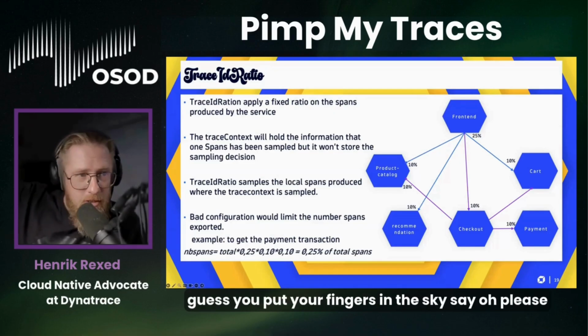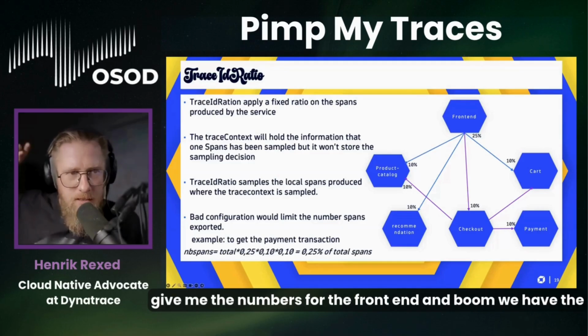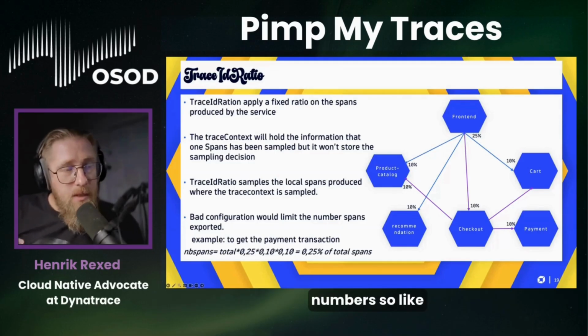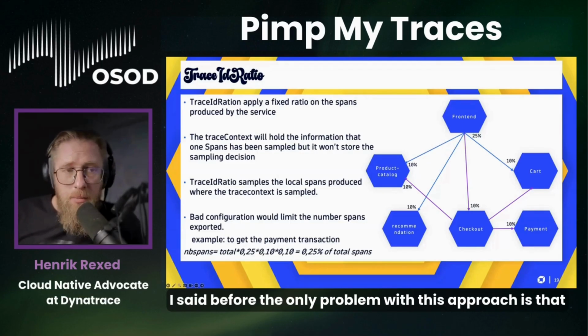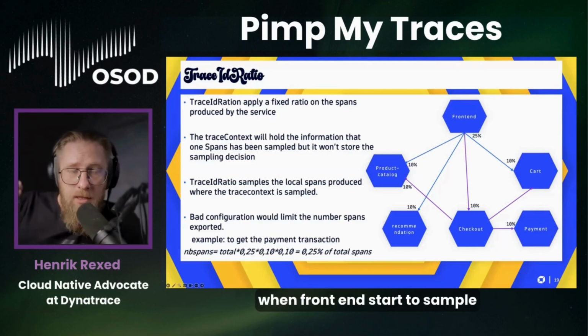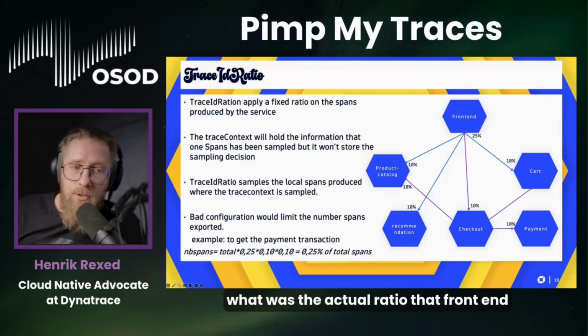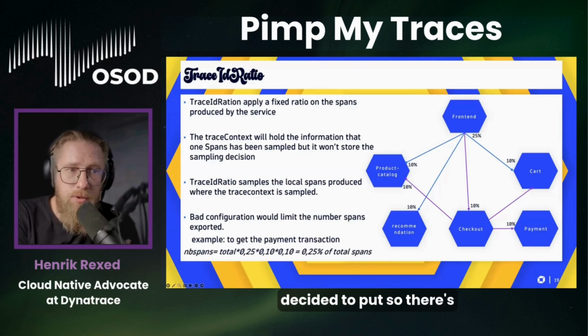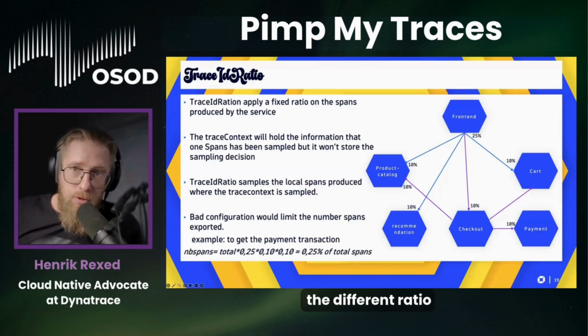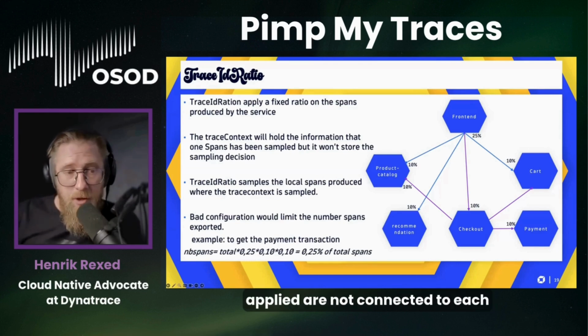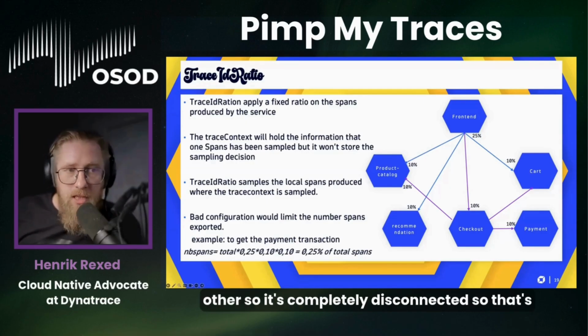You put your finger in the sky, say, oh, please give me the numbers for the front end, and boom, we have the numbers. So like I said before, the only problem with this approach is that when the front end starts to sample, checkout doesn't know what the actual ratio was that the front end decided to put. So the different ratios applied are not connected to each other, so it's completely disconnected.